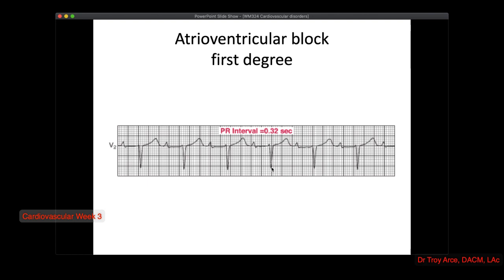And there's a little time thing right up here. It's at 0.32 seconds PR interval. And that's the difference between the P and the R wave.